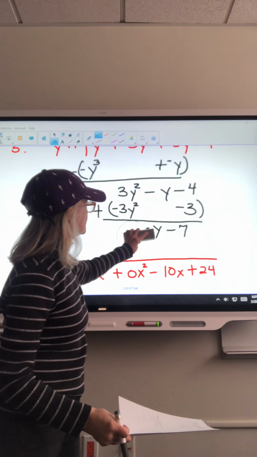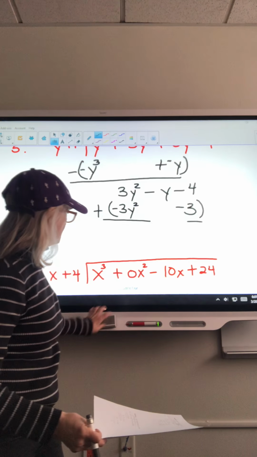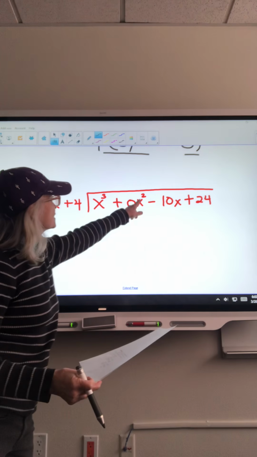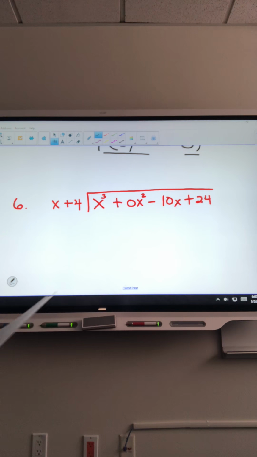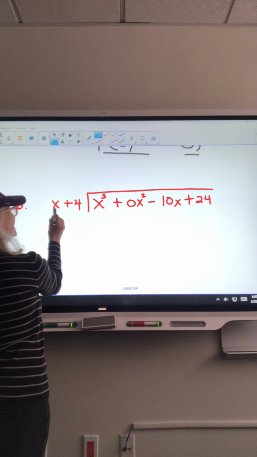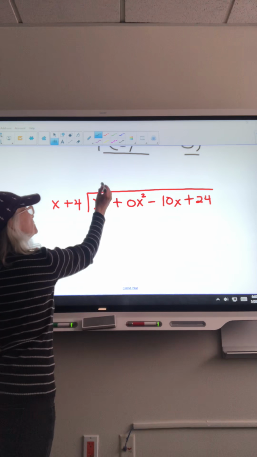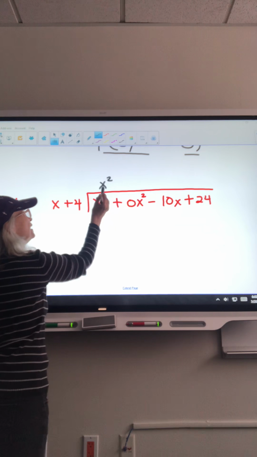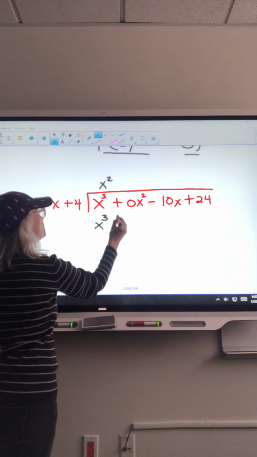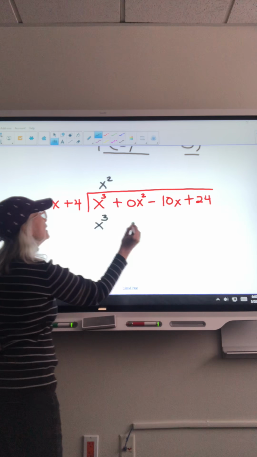Okay, well, I'll just erase this just so I have a little more room there. Okay. So again, looking at number 6, you see that I had to rewrite it to add a 0x squared because it was missing that. And so we'll go ahead and divide. So we say, what would I need to multiply x by to get x cubed? Well, that would be x squared. X squared times x is x cubed. X squared times 4 is a positive 4x squared.